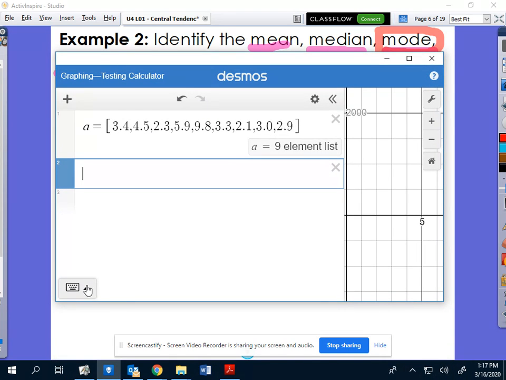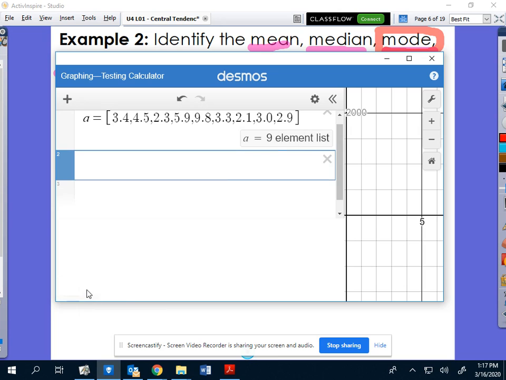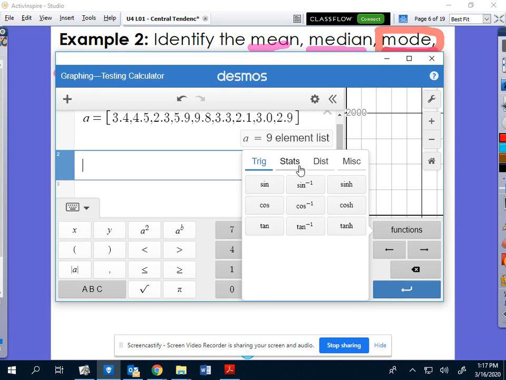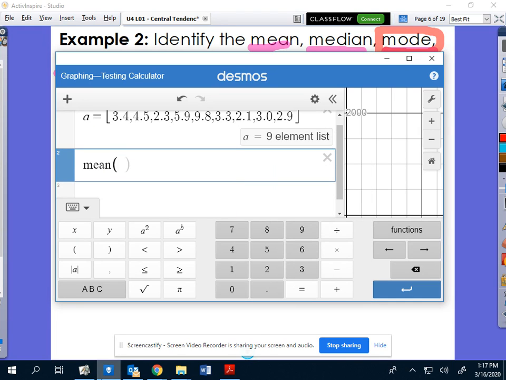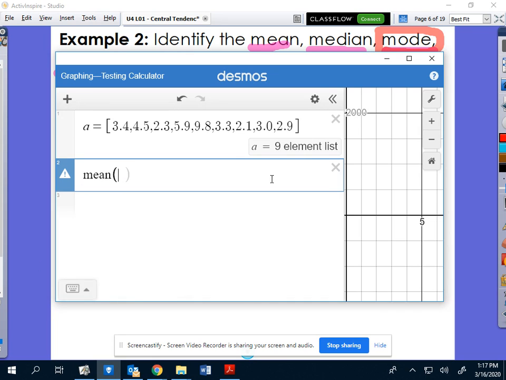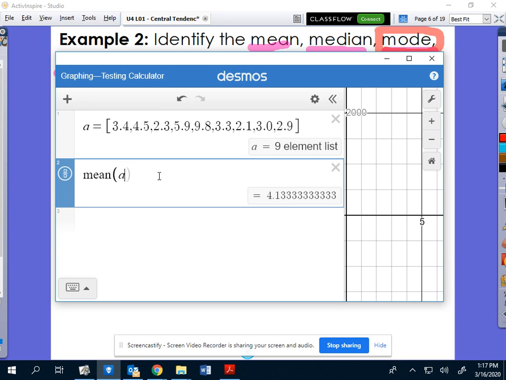So with DESMOS open on the next available line, you have two options here. You can either use the on-screen keyboard by clicking that arrow and then clicking functions and then clicking stats. So then you can see that list of things that we talked about, mean being that one right there. But if you don't want to go through all those clicks and you have a keyboard available to you, you can literally just type mean or open parentheses. So now instead of typing the data in, all we have to type is A, because we're telling it that, hey, my mean of A is that data, so there you go. My mean is 4.13 repeating.